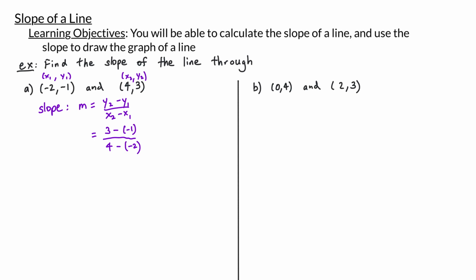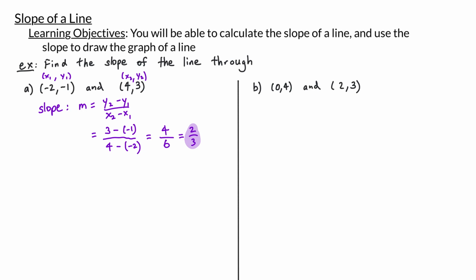Doing some arithmetic here, in the numerator we have 3 minus -1. The double negative turns into a plus, so this is 3 plus 1, or 4. In the denominator we have 4 minus -2. Again, the double negative turns this into 4 plus 2, or 6. Both the top and the bottom are divisible by 2, so we can cancel out that common factor, simplifying this fraction to 2/3. And that's it. 2/3 is the slope of our line.